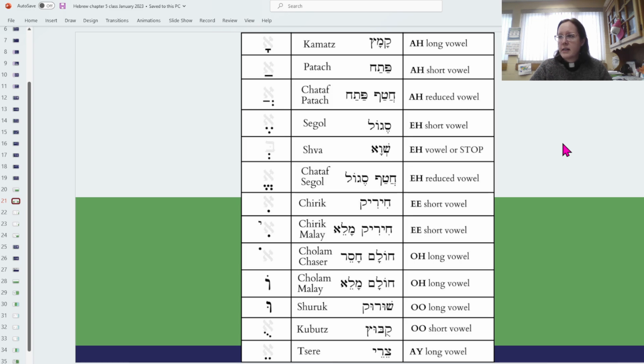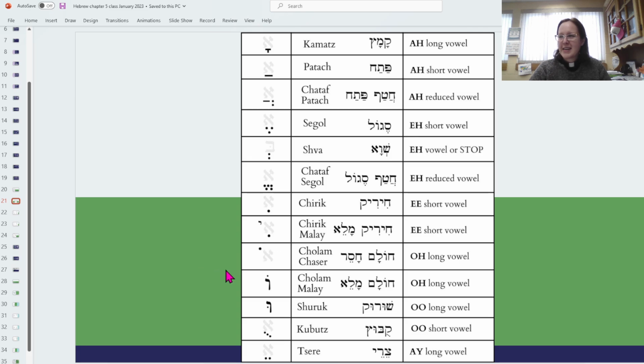The next two are an E sound, written as just a dot underneath, or a dot and a yod together. That's an E sound. We have the chirik and the chirik male. All those are E sounds.